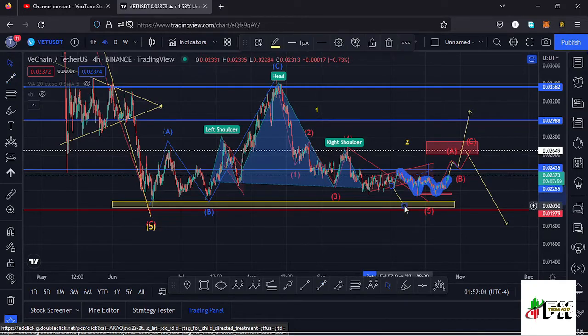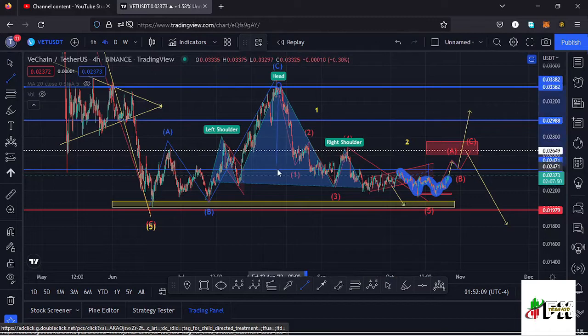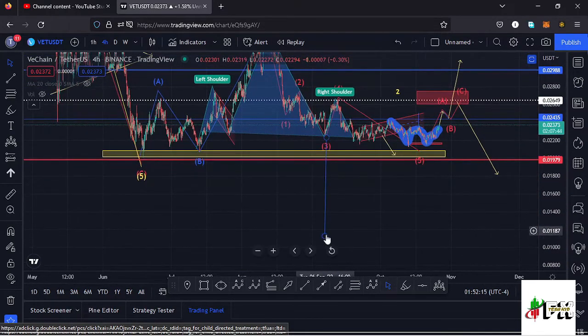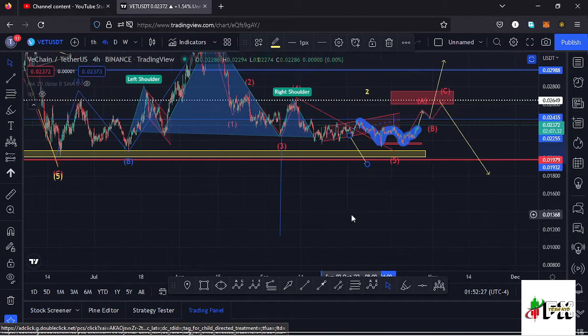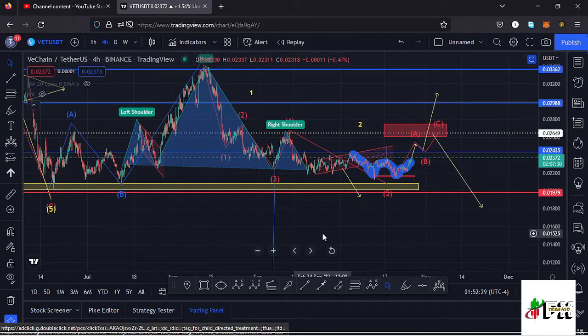And in case that happens, because this is a structure that normally breaks to the lower side, having the target area of that breakout as the height between the head and the neckline, I can get that height and then place it down here to give us a minimum target area back to around the $0.0011 mark. And in case we lose that key area of support at around the $0.02 mark, there is a possibility that Vechain might get back to around the $0.01123 mark. So let's be patient and see how that plays out.